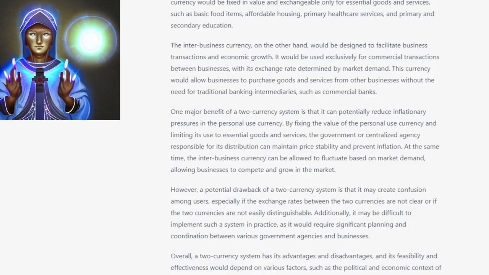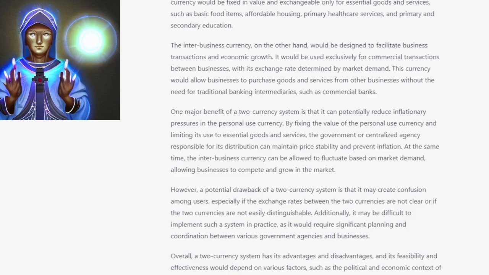The inter-business currency, on the other hand, would be designed to facilitate business transactions and economic growth. It would be used exclusively for commercial transactions between businesses, with its exchange rate determined by market demand. This currency would allow businesses to purchase goods and services from other businesses without the need for traditional banking intermediaries, such as commercial banks.